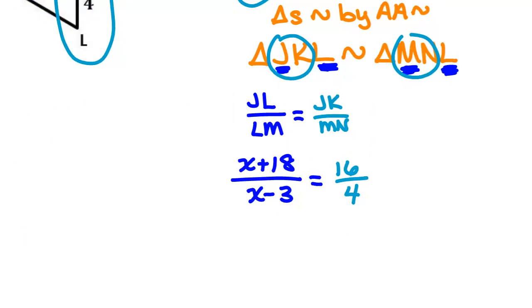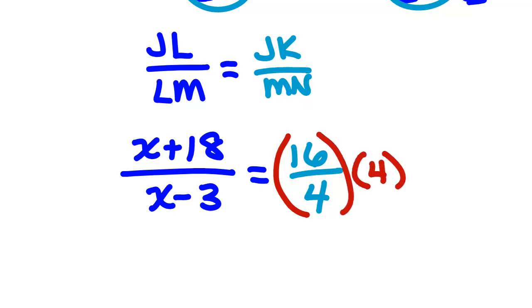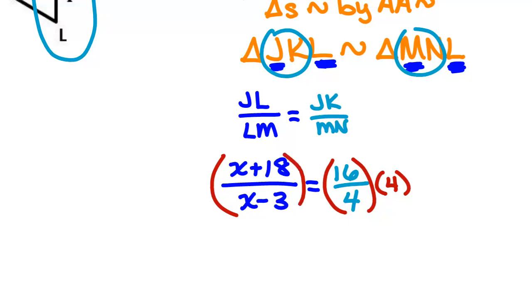Just like we were doing on the warm-up, I want to get rid of my fractions first. To get rid of a fraction, we use what operation? Multiplication. And what part of the fraction do we multiply by? Always the denominator. I've got two different denominators. We have to make a choice here. Which one do we want to multiply by first? The x minus 3 or the 4? 4 sounds good. It does not matter which one you pick. You just have to make a choice. So we're going to multiply both sides by 4.